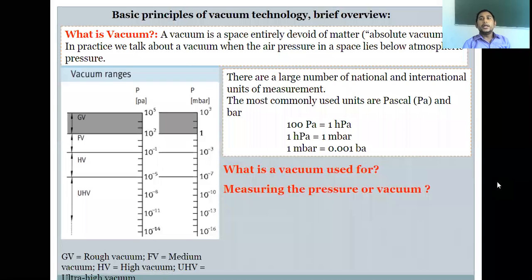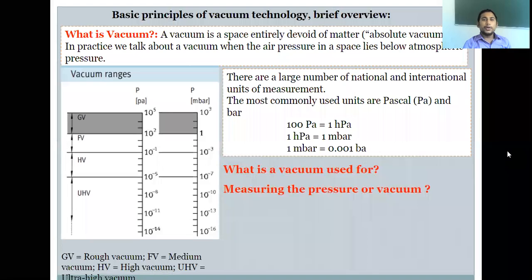It means inside that vacuum there is no air present. That's why the word absolute is in brackets. Absolute vacuum means only vacuum is available there; apart from vacuum there are no other elements present. That is nothing but a vacuum. A vacuum is a space entirely devoid of matter.